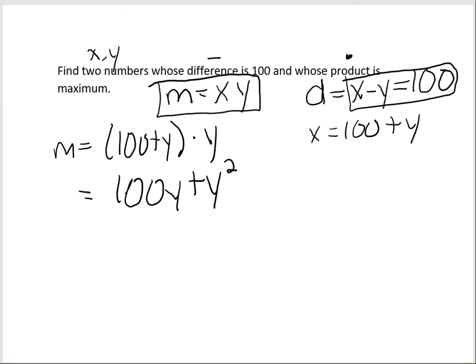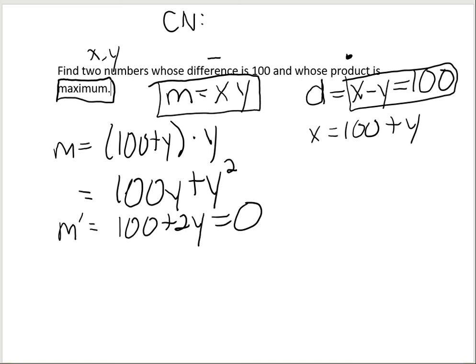Okay, and we said we want the product to be maximum, so we need to optimize that by finding its extreme value. So we start by finding critical numbers. It's a polynomial, so it's going to be defined everywhere when we take its derivative, which is 100 plus 2y. So we just set that equal to 0 and solve. 2y equals negative 100. y equals negative 50.